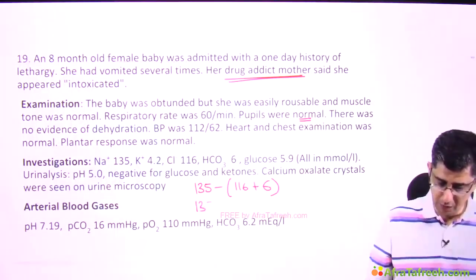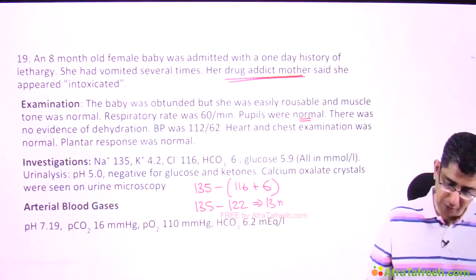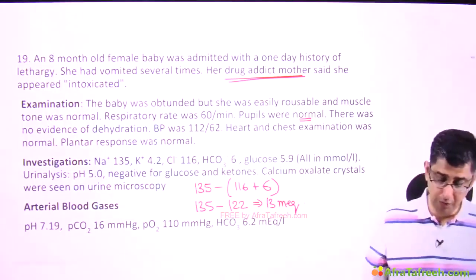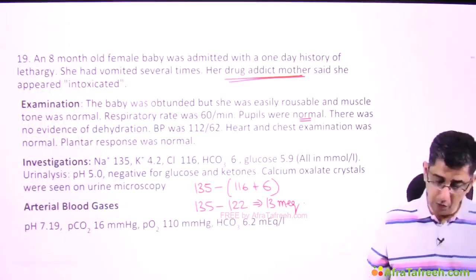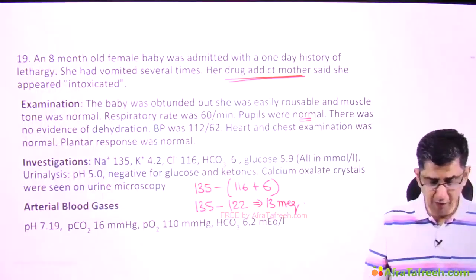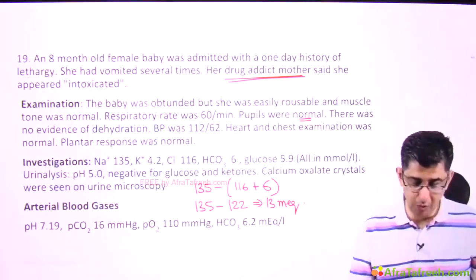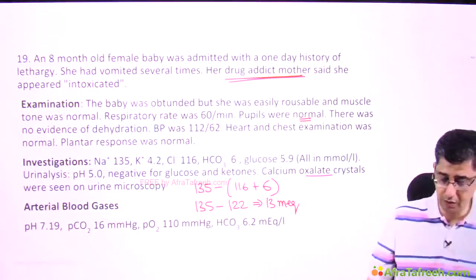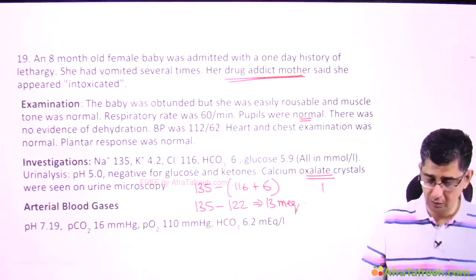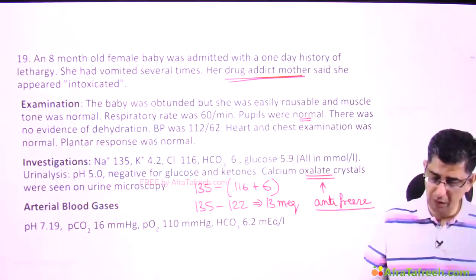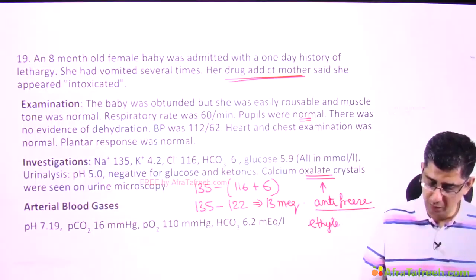So let's quickly calculate the anion gap of this particular patient, and you can see that it would be something in the range of 13 milliequivalents, which is more than the average of 10. So yeah, the anion gap of the patient is increased. In the urine analysis, pH is 5, okay, acidotic. Maybe the child could have been fed. Negative for glucose and ketones, so no ketoacidosis. Calcium oxalate crystals give you a clear hint that this is probably antifreeze ingestion. Antifreeze would be ethylene glycol poisoning in the patient.